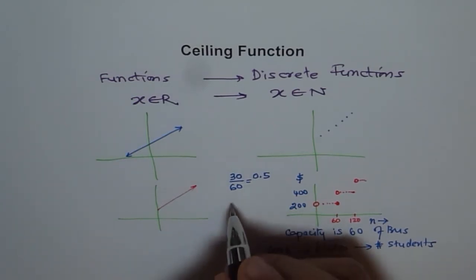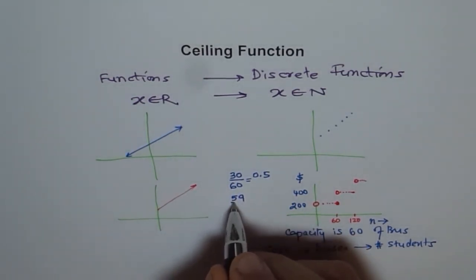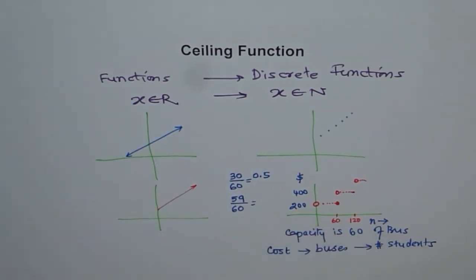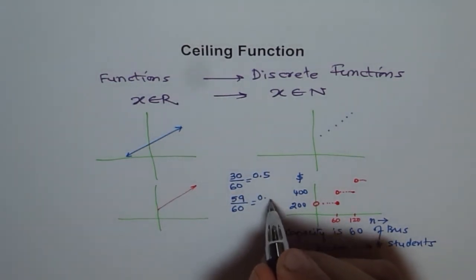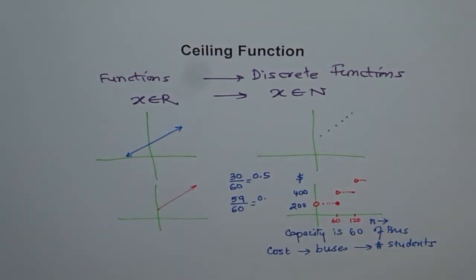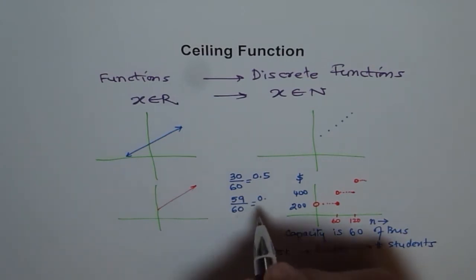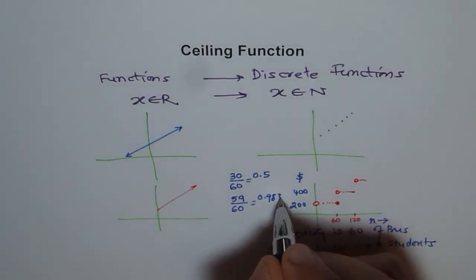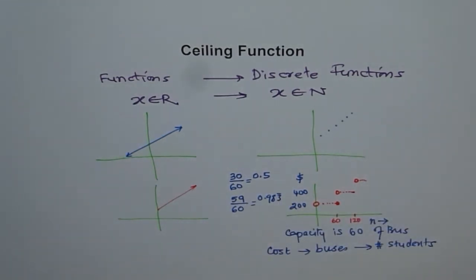Do you understand? Even if I do 59 over 60, right? What will I get? I will get something less than 1. We can always use a calculator and say, what is 59 divided by 60? It equals 0.98 and so on, and 3 recurring. But it is less than 1. But we know we need one bus, right? So we again round it to higher, that means going towards the ceiling on the top, right?